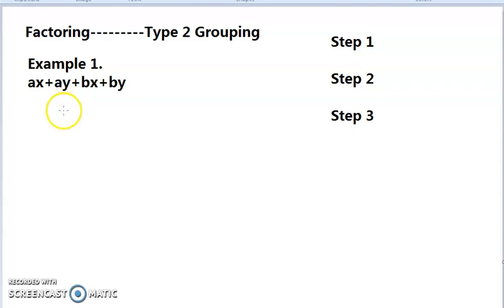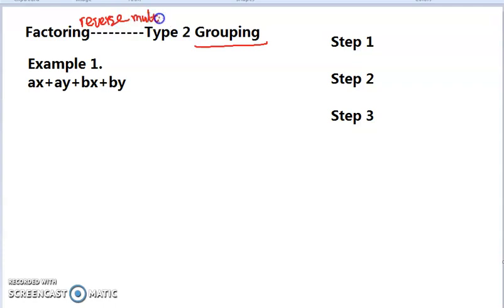In this video, we're going to talk about the second type of factoring, which is called grouping. Alright, so let's look at this example: ax plus ay plus bx plus by. Again, remember, factoring is reversing multiplication.